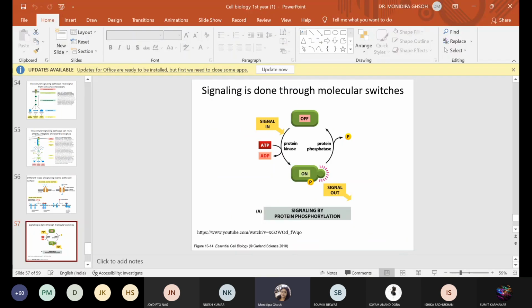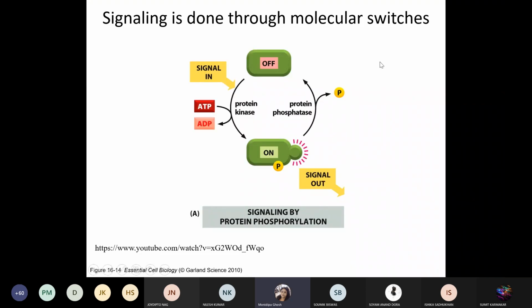Signaling is done through molecular switches. At the molecular level, how does it function? Through the phosphorylation of protein. How does protein phosphorylation happen? When a molecular signal is there, the protein kinase, all the names ending in -ase, such as kinase, are enzymes. So protein kinase is an enzyme. Whenever a signaling molecule enacts over the enzyme, the ATP-driven signaling cascade is on.